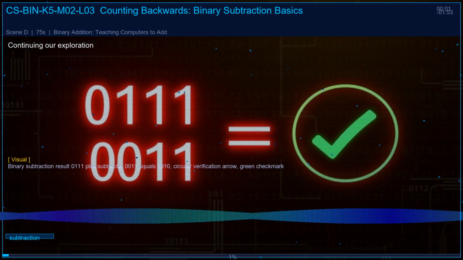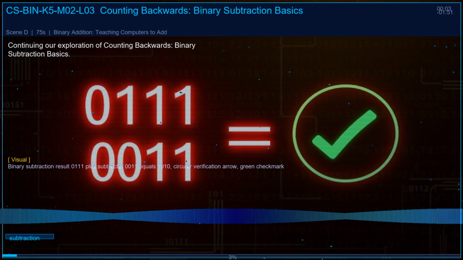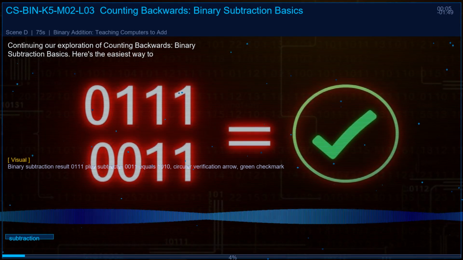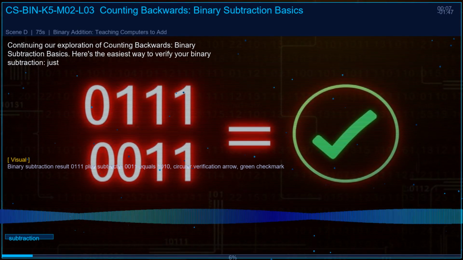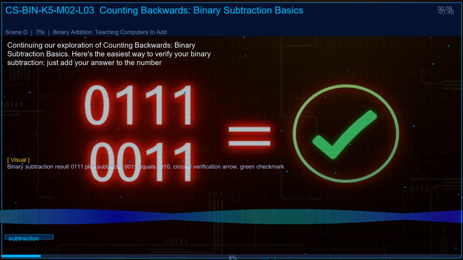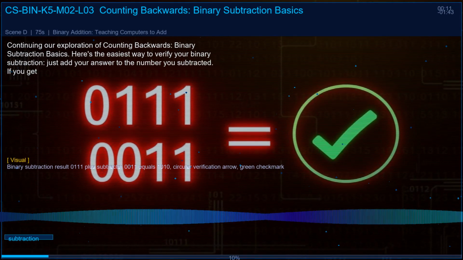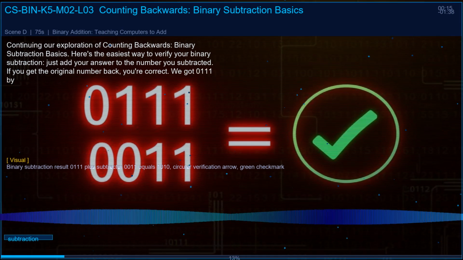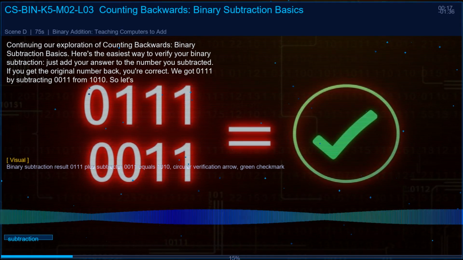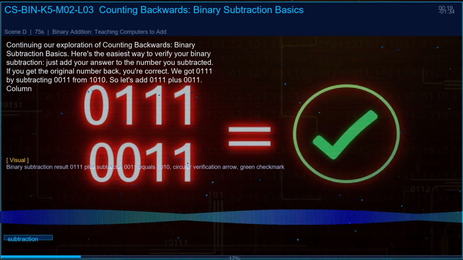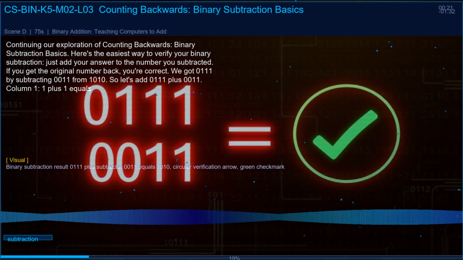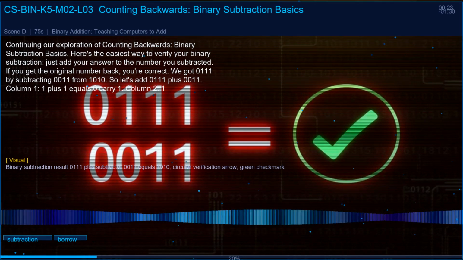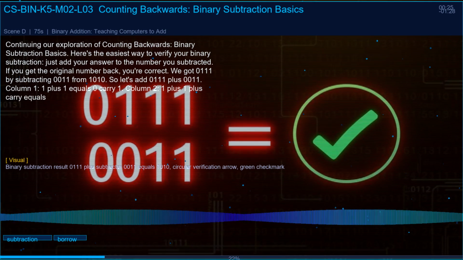Continuing our exploration of counting backwards, binary subtraction basics. Here's the easiest way to verify your binary subtraction: just add your answer to the number you subtracted. If you get the original number back, you're correct. We got 0111 by subtracting 0011 from 1010. So let's add 0111 plus 0011.